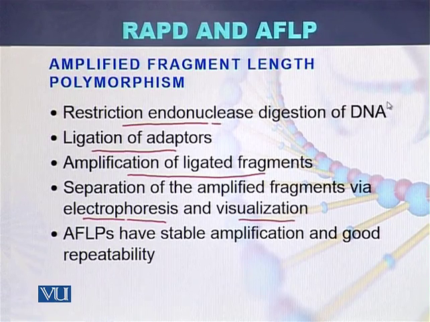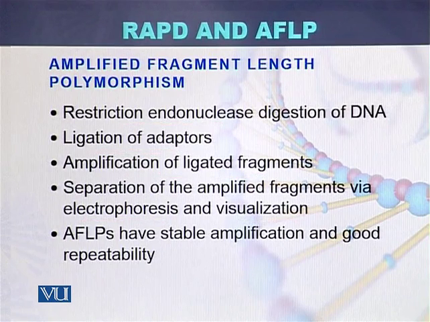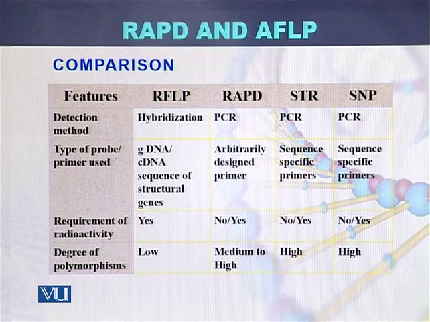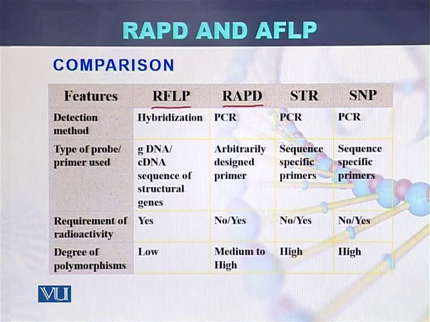So these are two other techniques which are also used as molecular markers, due to the polymorphic DNA sequences. If we do the comparison between all these techniques like RFLP, restriction fragment length polymorphism, RAPD, random amplified polymorphic DNA, STR, short tandem repeat, and SNP, single nucleotide polymorphism.